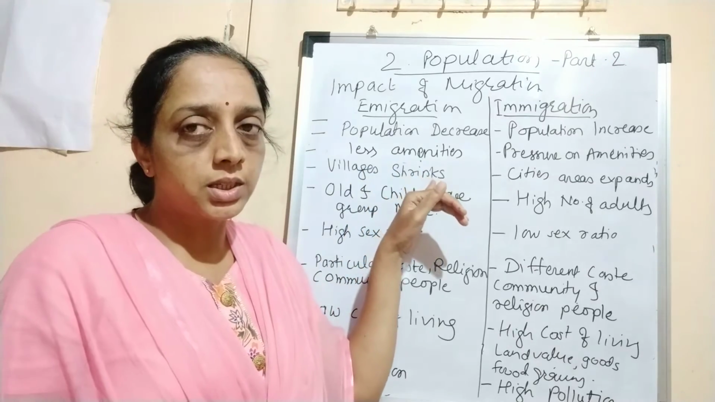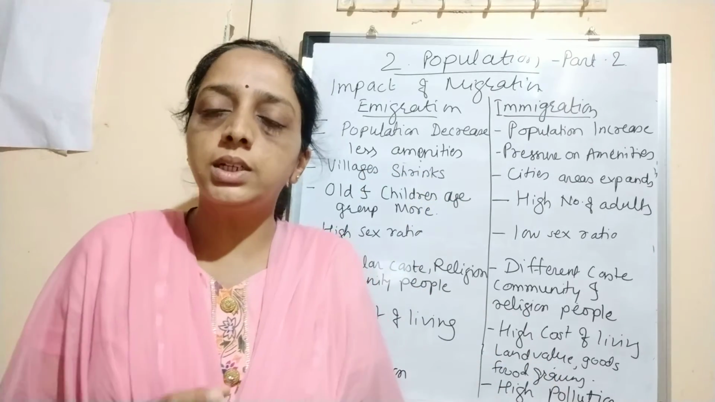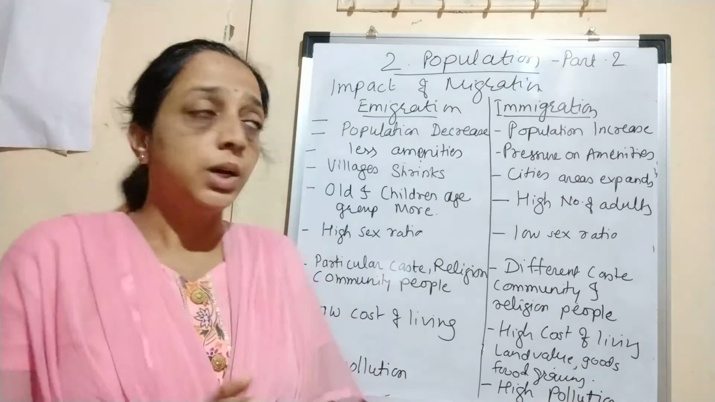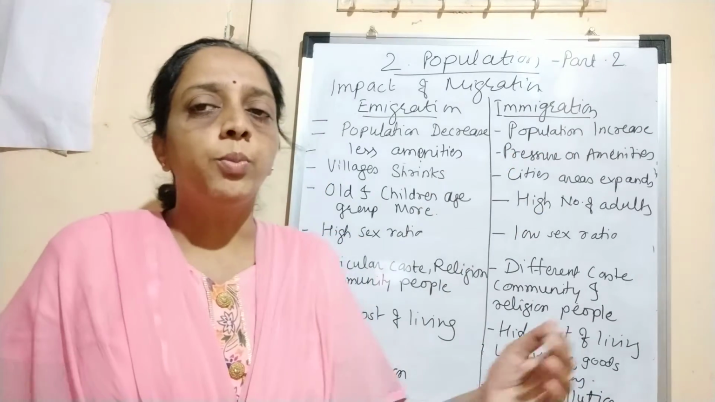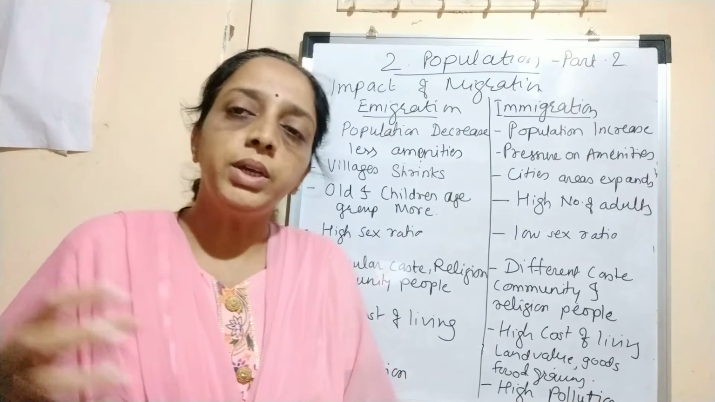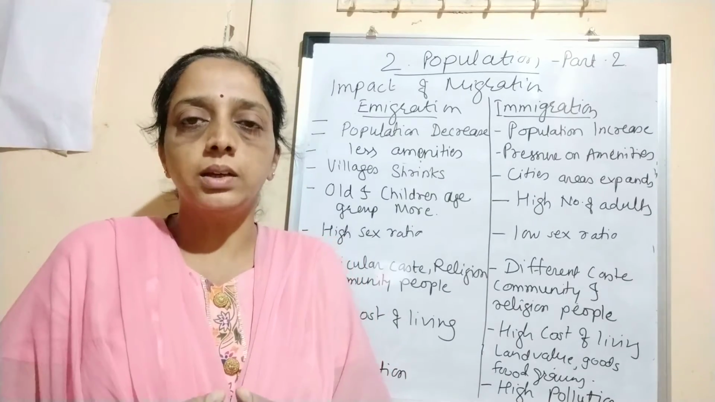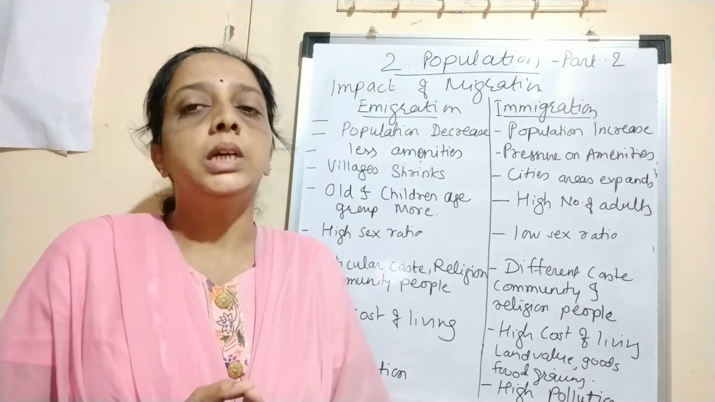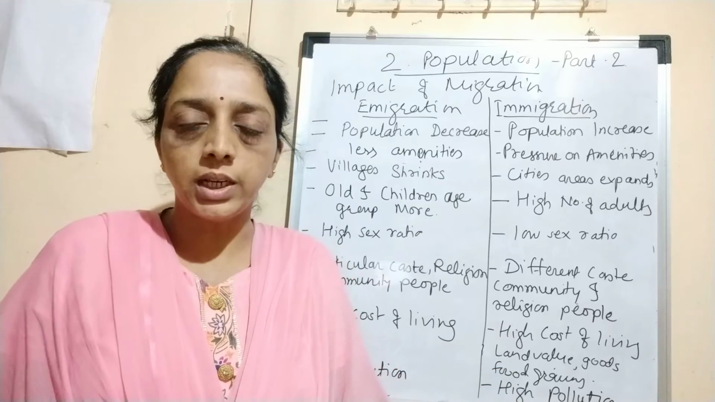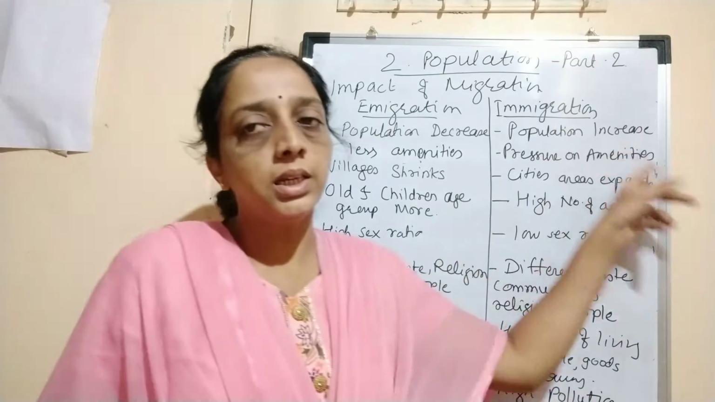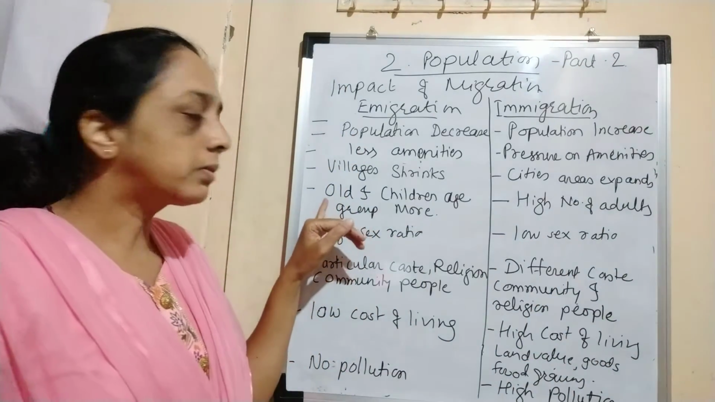Villages shrink, that is, population decreases and so the size of the village decreases. But in the immigration areas, population is coming into the region and the coming population is settling in the outer region, due to which the size of the urban areas, city areas increases and so city areas expand.